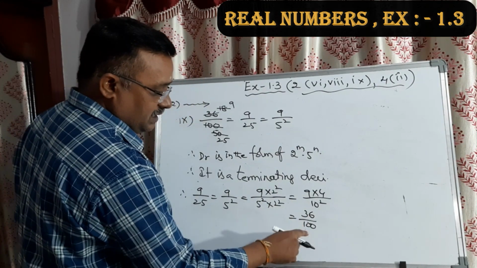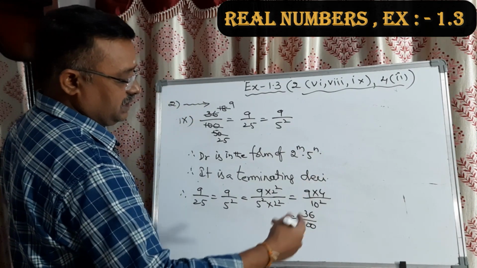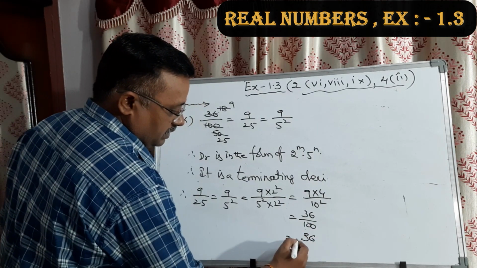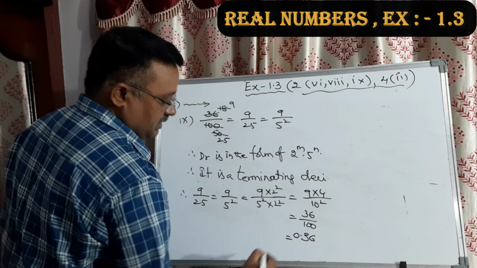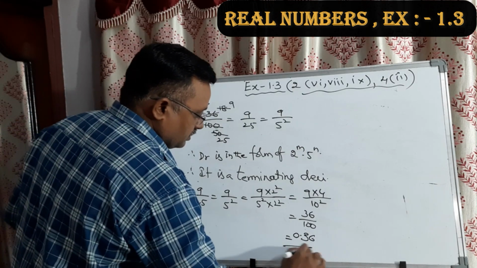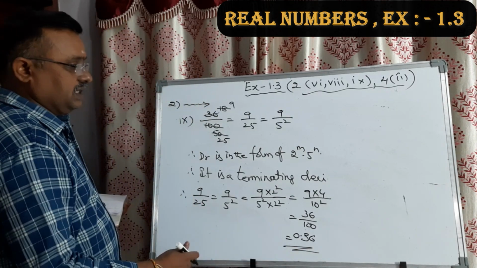Okay, the denominator is a power of 10, so it is a terminating decimal. How many zeros are there? 2 zeros. So write 36 and from right to left, after 2 digits, place the decimal point. It is 0.36. Its original value is 0.36. Is that clear? Right.